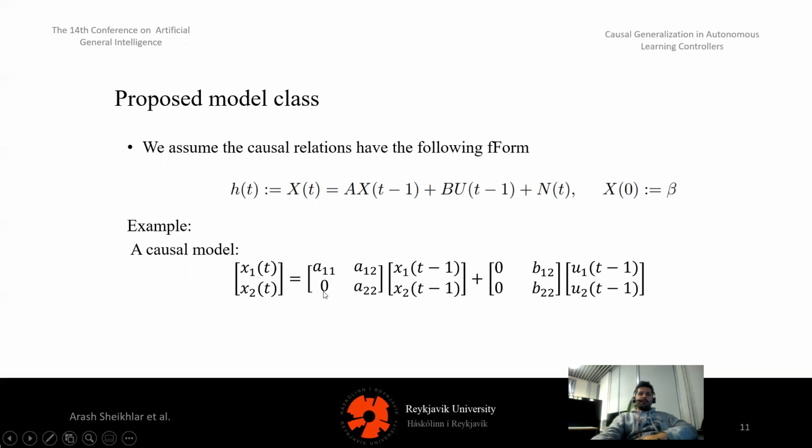Also, we assume that U1 and U2 only have causal influence on X2. So the representation of matrix B will be something like this. And as you can see, B11 and B21 have been removed and replaced by 0.